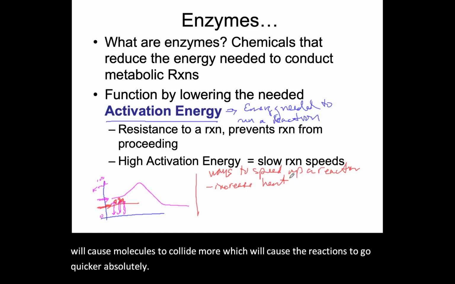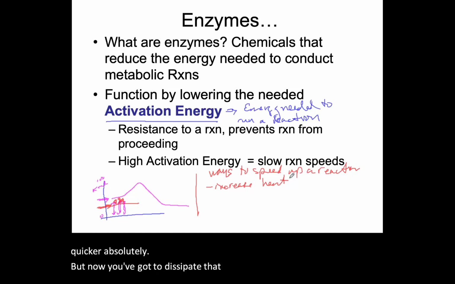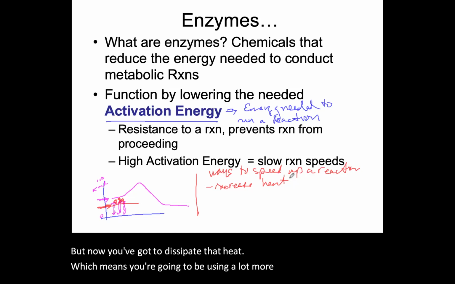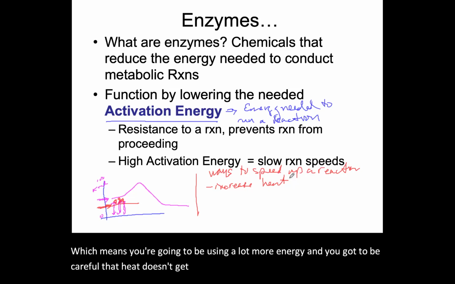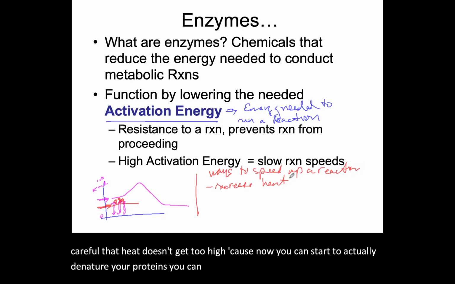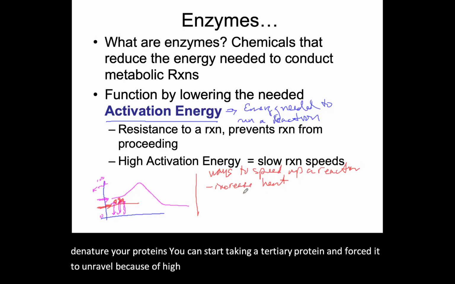But now you've got to dissipate that heat, which means you're going to be using a lot more energy. And you've got to be careful that that heat doesn't get too high, because now you can start to actually denature your proteins. You can start taking a tertiary protein and force it to unravel because of high temperature. This is risky.